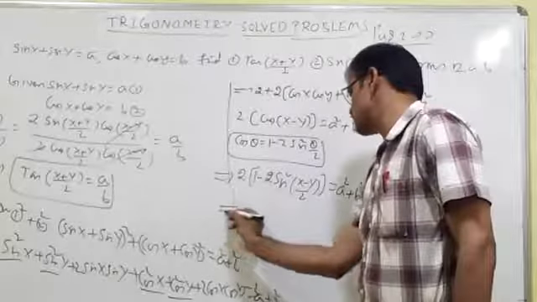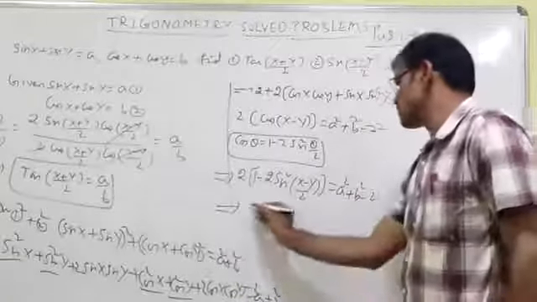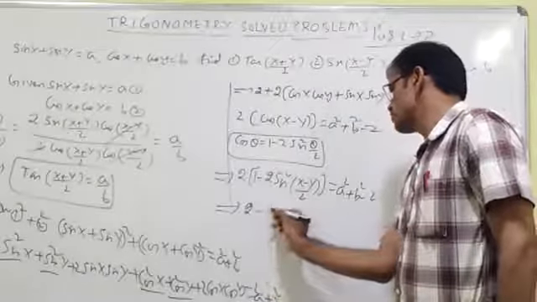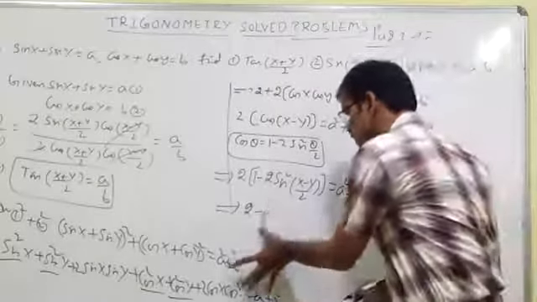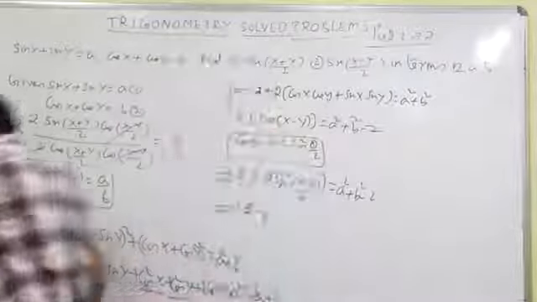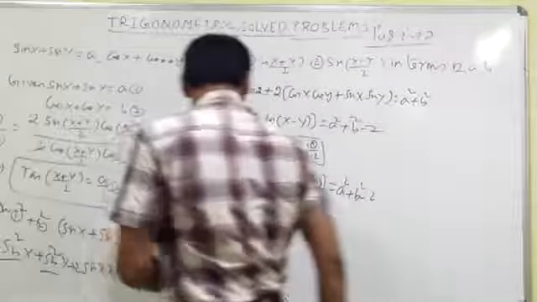That implies, in the next step, you can write 2 minus 4 sin square of (x minus y) by 2, since 2 times 2 is 4.